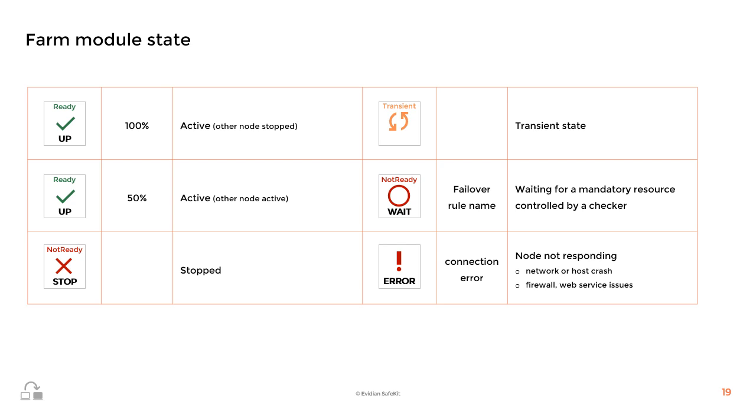The stop state means that the module is not running on the node. When a state is in transition, it is indicated by an orange color. If the state is wait, the color is red, and the message is a failover rule name, it means that the node is waiting for a mandatory resource controlled by a checker before starting. Finally, if the state is error, it means that the console cannot connect to the node because either the node has crashed or there is a communication issue between the console and the node, such as a firewall issue or the web service not running on the node side.